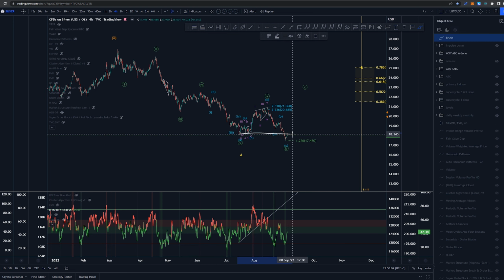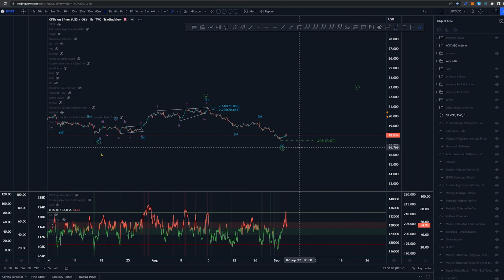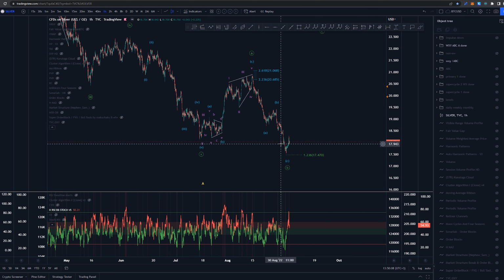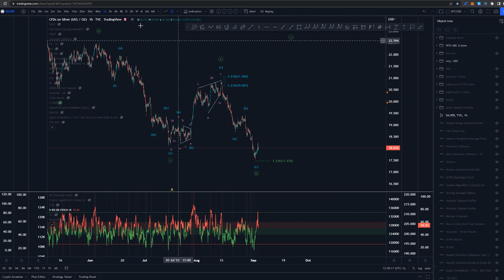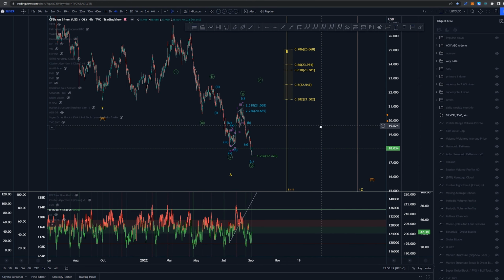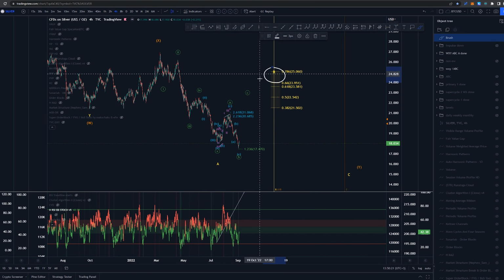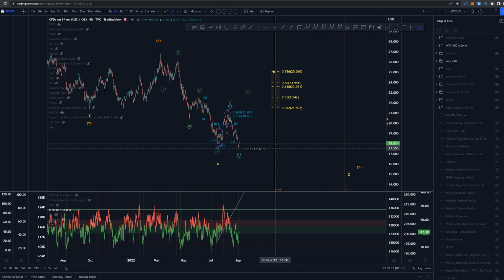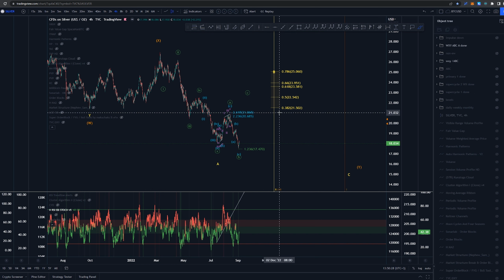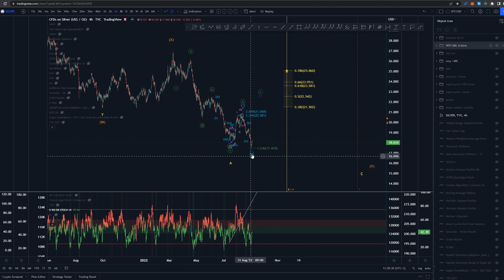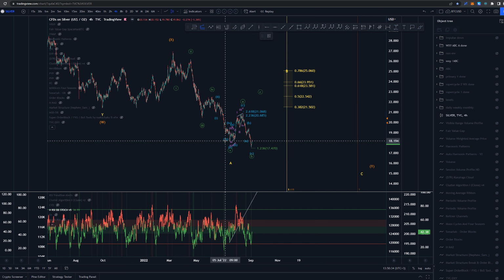Now we got invalidated the idea that this whole thing was a 5-wave structure, because again this price action took out the lows here, so we can't have an impulse wave starting something here, so it has to be something like this. Now this count is saying that we have a B wave here, and we've been tracking this B wave for quite some time, having this as an ABC.